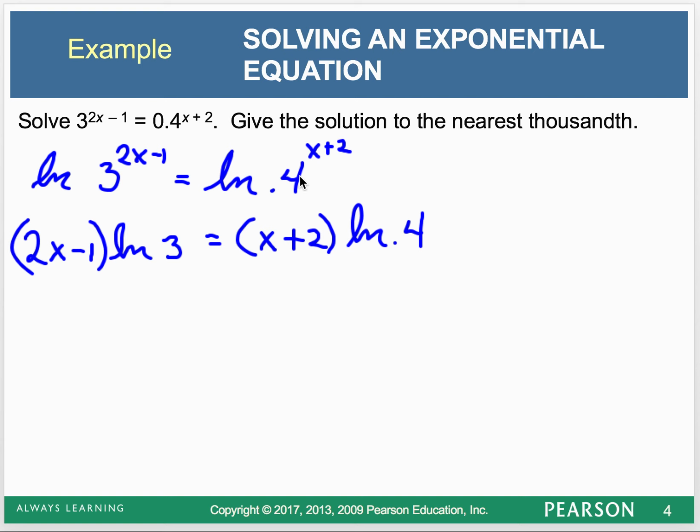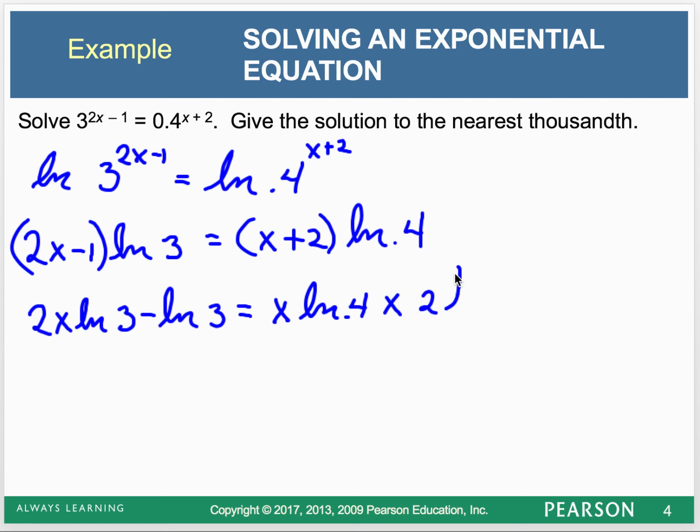I've got to solve it. So let's get rid of parentheses first. Distributing. Remember, these natural logarithms are numerals. I just don't know exactly what they are. So they work just like a numeral. So 2x times natural log of 3, minus 1 times natural log of 3, x times natural log of 0.4.